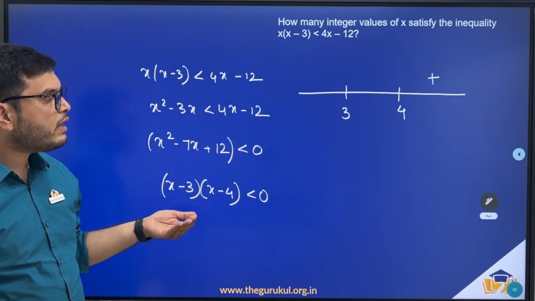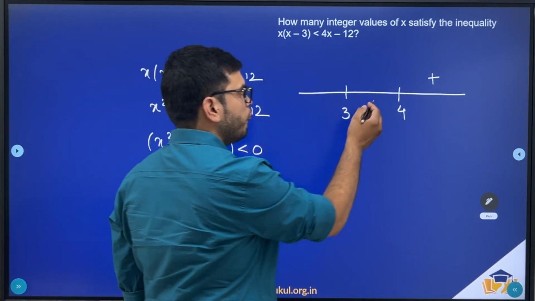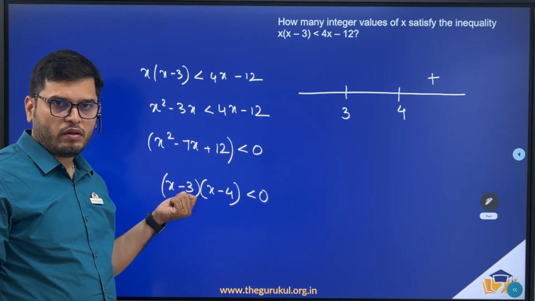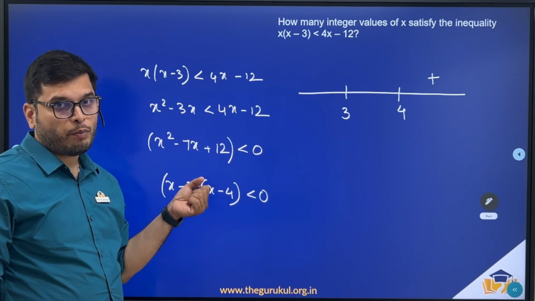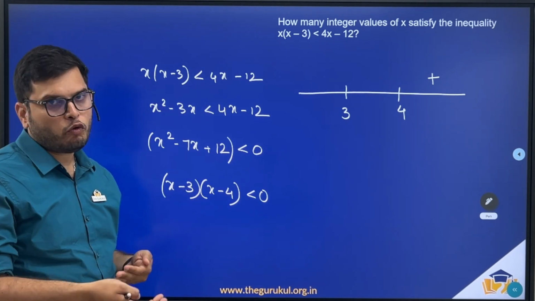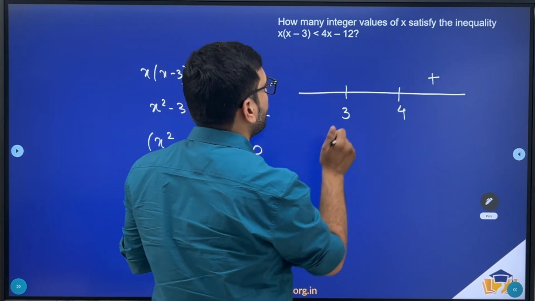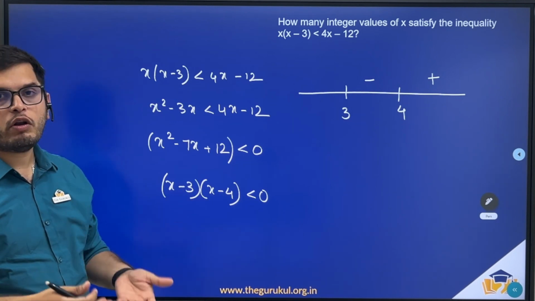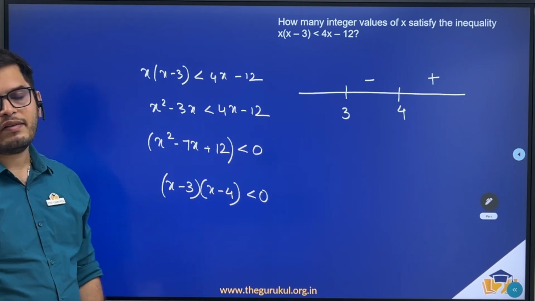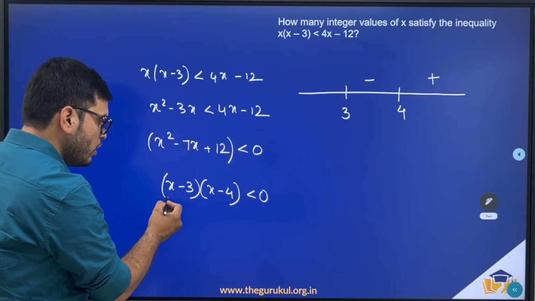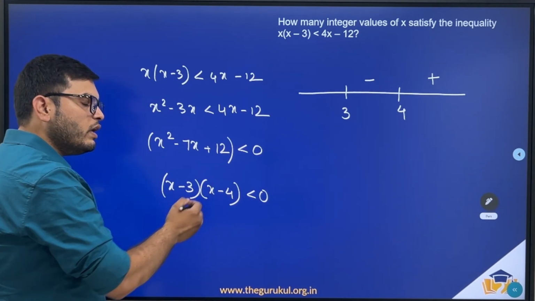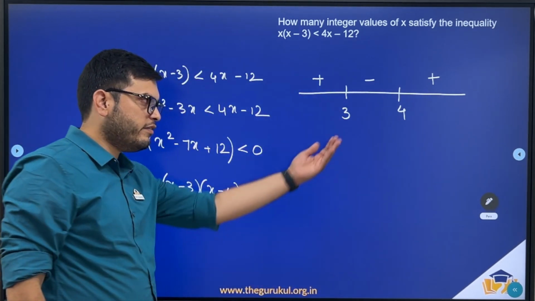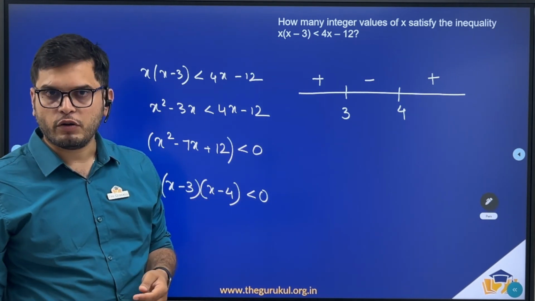Now what if x lies between 3 and 4? For example, let me take 3.5. So 3.5 minus 3 is 0.5, 3.5 minus 4 is -0.5. So the result would be negative. So for any value between 3 and 4, the value of the expression (x - 3)(x - 4) will always be negative. Now what if x is less than 3? Let me take x as 2. 2 minus 3 is -1, 2 minus 4 is -2, minus into minus is plus. So for all the values of x less than 3, this expression will be positive.